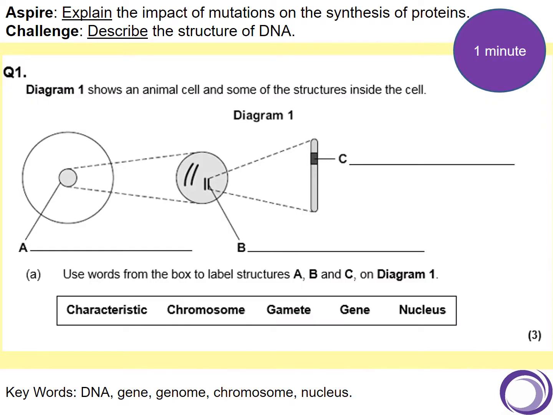Okay, this diagram is taken from an exam paper and it shows how the genetic diagrams can look if you actually get a question in your exams. So diagram 1 shows an animal cell and some of the structures inside that cell. I want you just to have a think and I'm going to give you 1 minute to decide which word from the box you could use to label structures A, B and C. So 1 minute, see what you can work out.